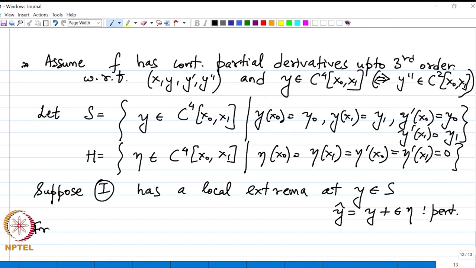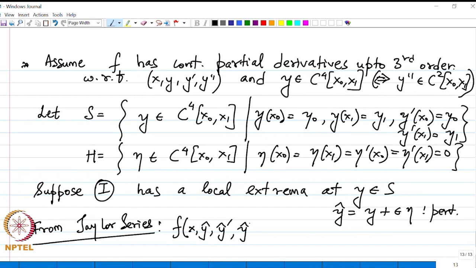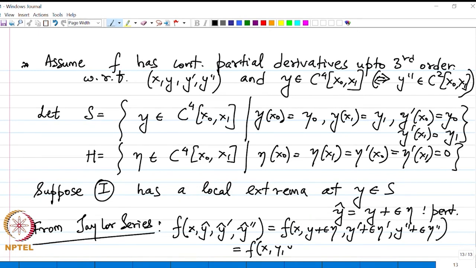So, from the regular Taylor series expansion, I can rewrite my integrand in 1, which is f of x comma y hat comma y hat prime comma y hat double prime, in terms of the value at the extremal function. So, this is also equal to f at x comma y plus epsilon eta, comma y prime plus epsilon eta prime, comma y double prime plus epsilon eta double prime, right. We further see that once we use the Taylor series, this is also equal to f of x comma y comma y prime comma y double prime plus epsilon eta.